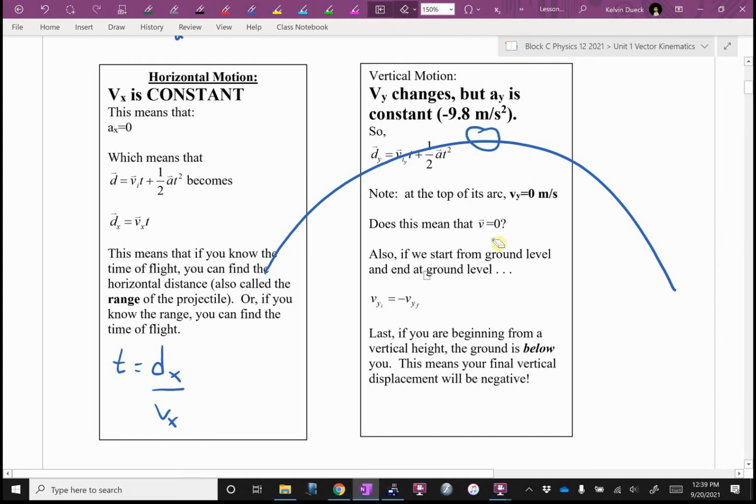Does that mean V total is 0 right there? Logan, what is V total right there then? So I agree with you, it can't be, because if it was 0, it would be stopped. And it's not, it's still moving. What is, at the very, very top for a split second, what is the velocity equal to? No, it can't be 0 because it would be stopped. The vertical velocity is 0, but what is the total velocity equal to? Not 0, because I would be stopped and frozen there.